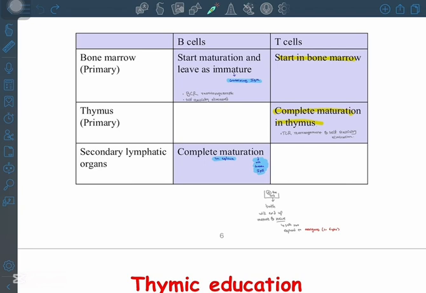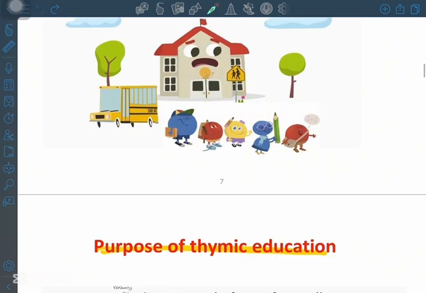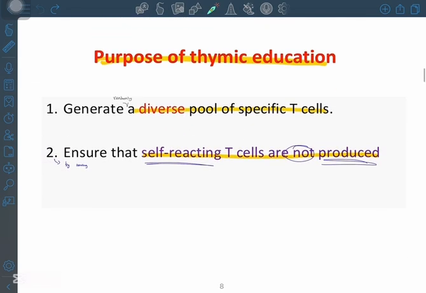They still don't know how to fight. They are still not exposed to any antigens. So this is where we need thymic education. Now, what is the purpose of this? We are going to randomly generate a diverse pool of specific T cells for each antigen. This is related to positive selection, ensuring that self-reacting T cells are not produced. If they are produced, we're going to kill them through negative selection.